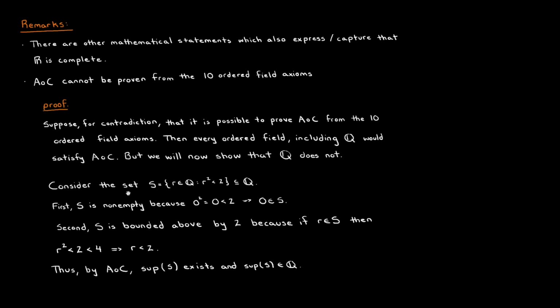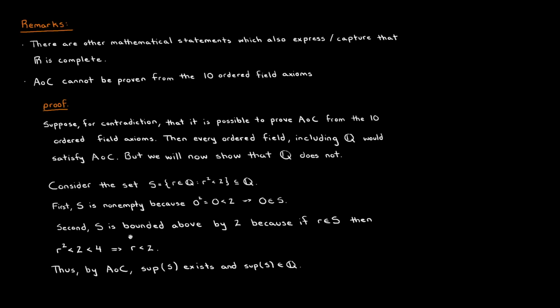I would like you to consider the following subset of the rational numbers. It's the set S of all rational numbers whose square is strictly less than 2. Now the first thing to note is that this set S is non-empty because 0 is a rational number whose square is less than 2, right? 0 squared is equal to 0 and that's less than 2. So that implies that 0 must be a member of this set S.